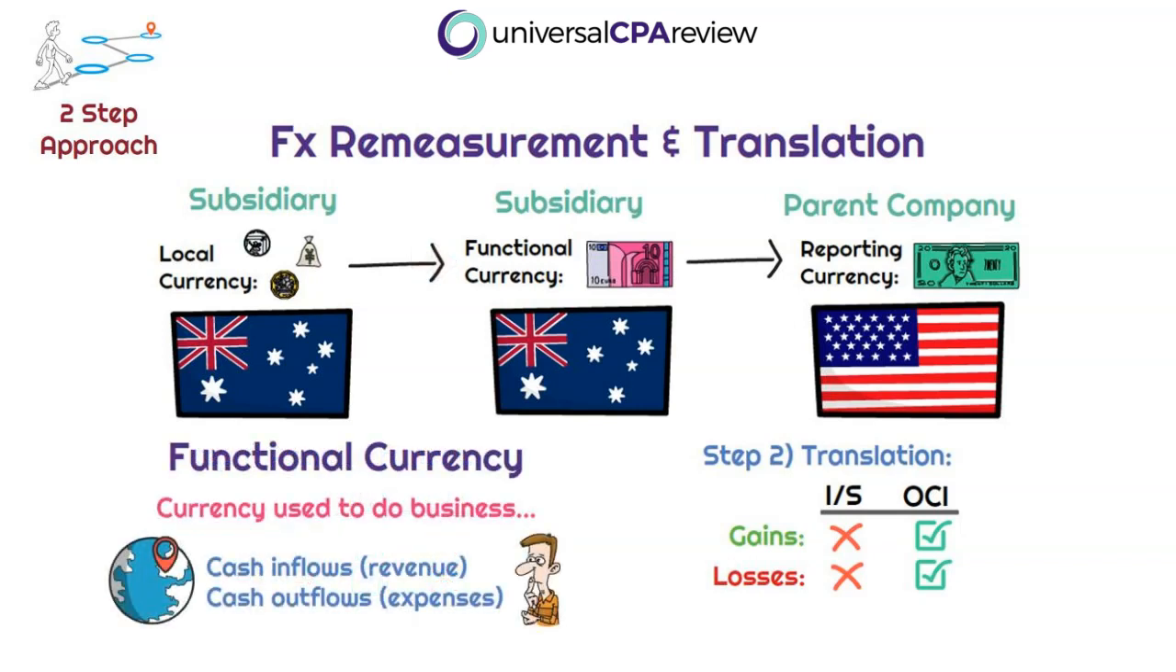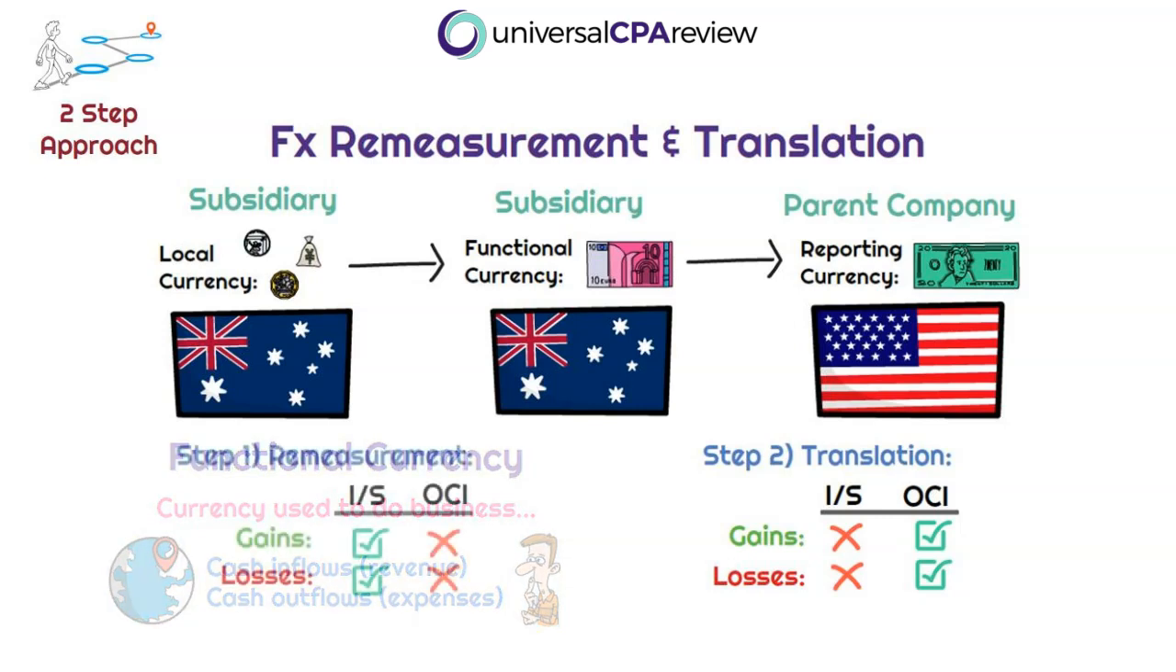Now, the way US GAAP defines functional currency is pretty vague. It's just the currency that they use to do business, right? What's their primary currency that they use for cash inflows like revenue, and then cash outflows for expenses like paying their employees or paying their suppliers, right? So fairly vague, but you'll find a recurring theme in this module about trying to identify the functional currency.